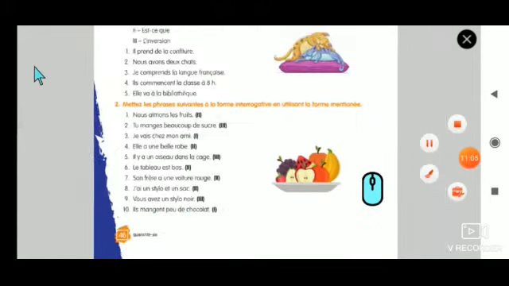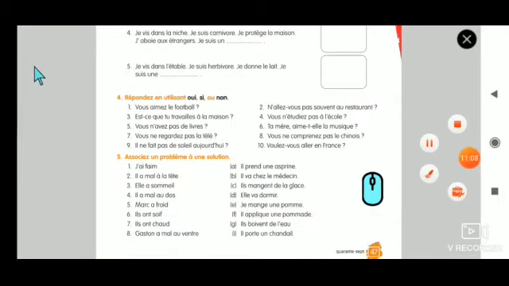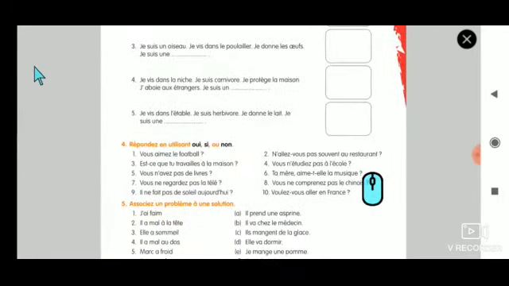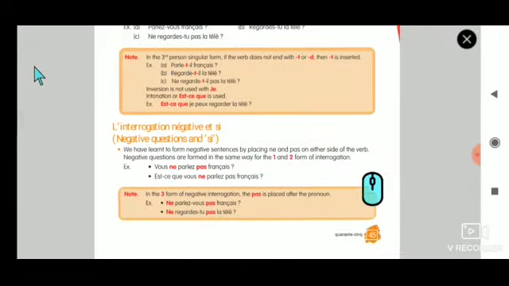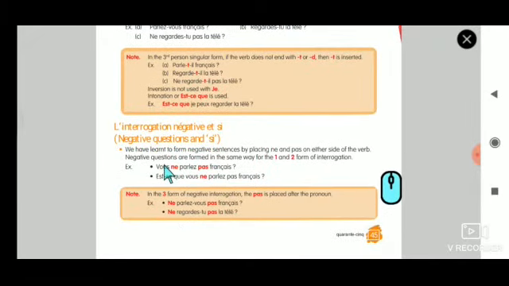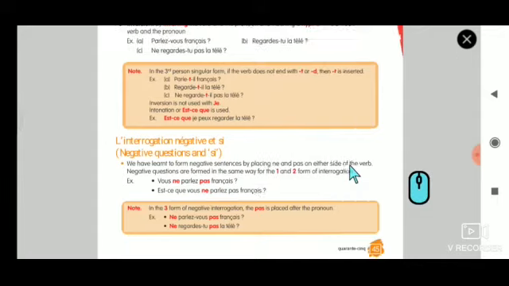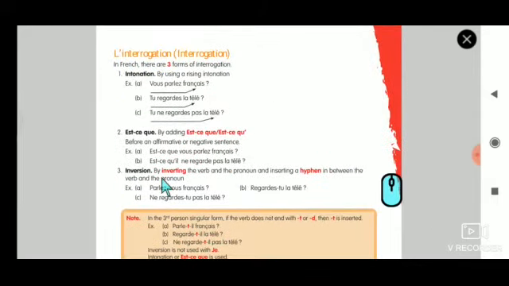Now let's move on to interrogation. This is a very short form. Let me make it short. Okay, I'll help you to find it easier. Okay, this is interrogative negative. That is a very special case, as I said before. Normally, negation is vous ne parlez pas français. We have learned to form negative sentences by placing ne and pas on either side of the verb. Negative questions are formed in the same way for the 1 and 2 forms of interrogation. 1 and 2 is nothing but intonation and est-ce que, only same type.